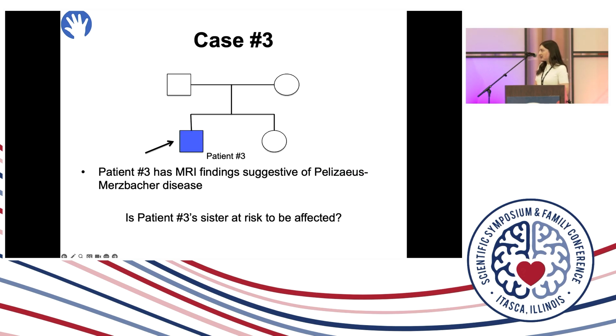And so for the final case that I wanted to talk about today, I wanted to flip the script, going not from someone already having genetic testing results, but to someone coming to clinic who has MRI findings that are suggestive of a specific clinical diagnosis. And so patient number 3 has MRI findings that are suggestive of Pelizaeus-Merzbacher disease. And the question that we have is, is patient 3's younger sister at risk to potentially be affected?